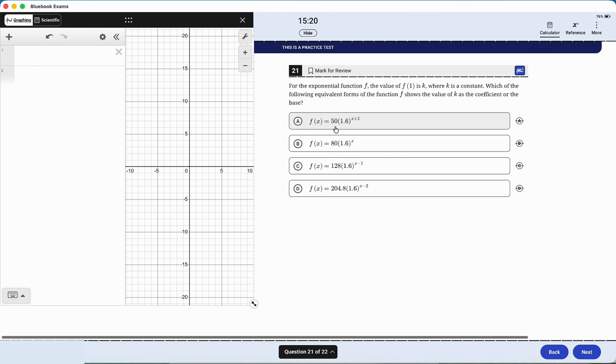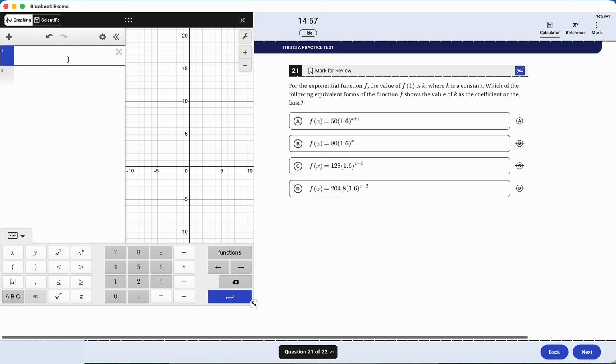So when you have an exponential function like this, the 50, that's the leading coefficient. The 1.6, that's the base. And this +1 up here in the exponent, that's just the constant, right? So the question's basically asking us to find k, and we can find k because it tells us how to find k. It's just the value of f of 1 is k. And then we just got to see, is it literally one of the numbers we see in any of these equations, right? So it's a pretty simple problem if you've seen it before. It's kind of silly, actually.